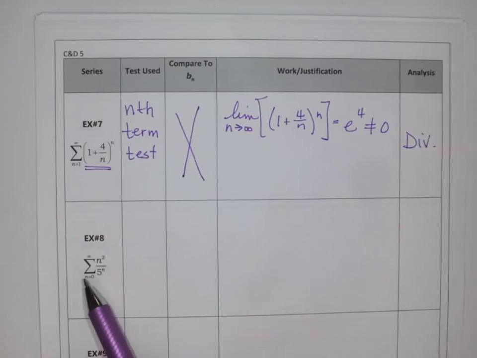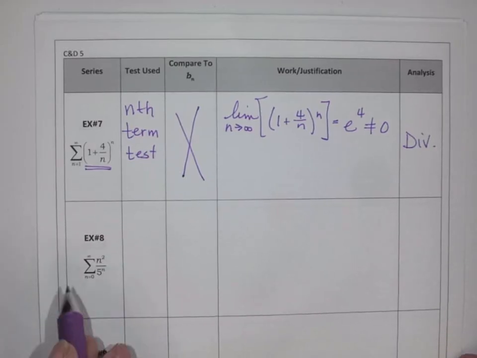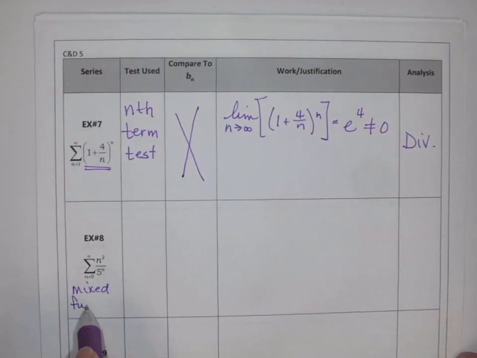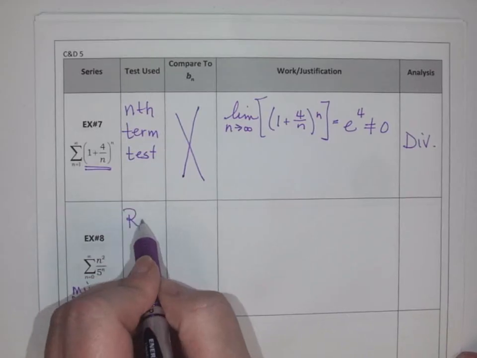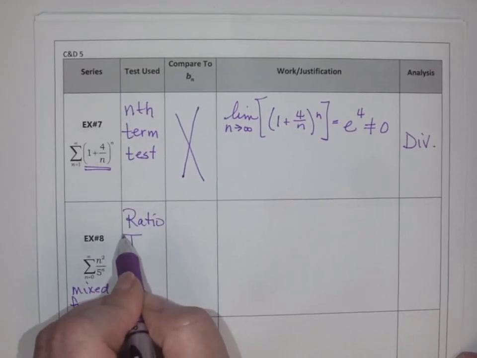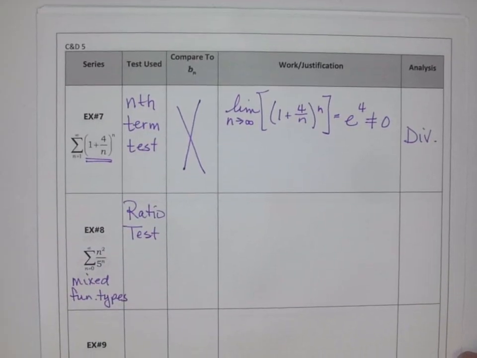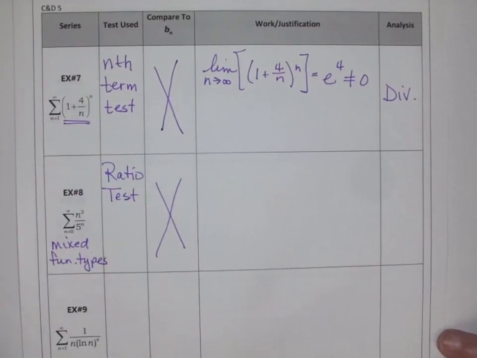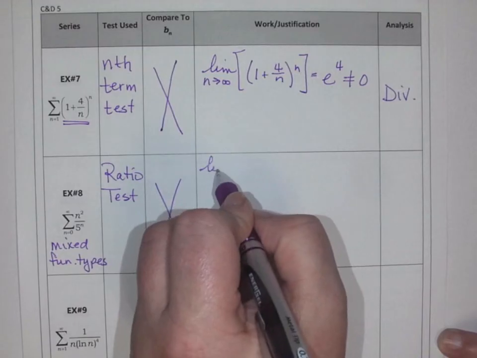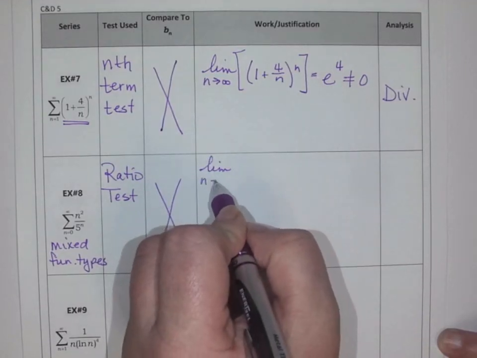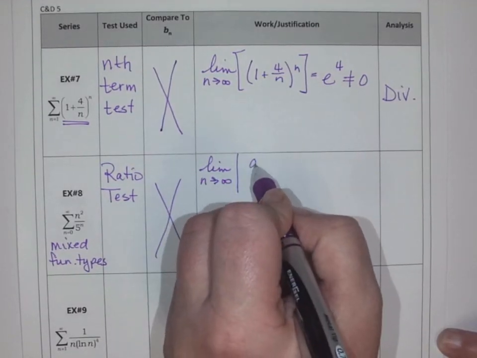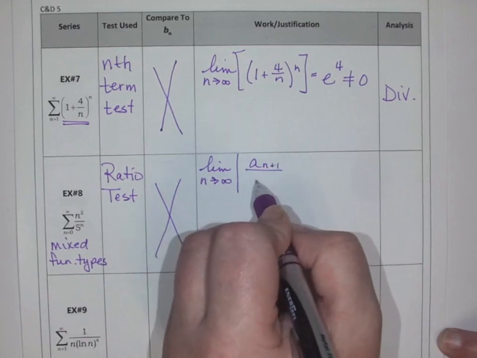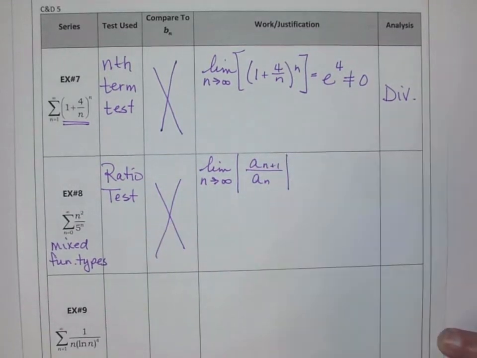All right, on this one, we have n squared over 5 to the n. So we have mixed function types. And remember, that's when I bring in the ratio test. Now, there's a whole lot of other times when you can bring in the ratio test, but this is one of the biggest ones where I bring it in. So we're going to do our limit. So remember our limit, we're looking at the limit as n goes to infinity of a sub n plus 1 over a sub n, okay?